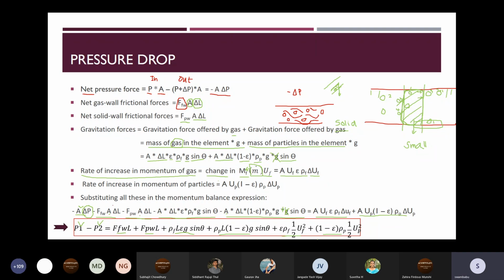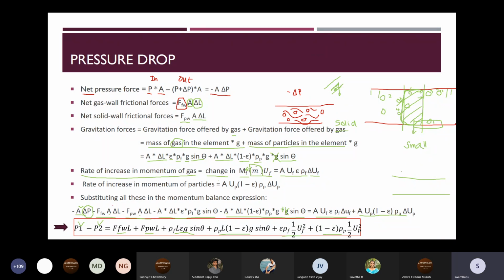Right? So not necessarily do we need to use all the terms. Let's say the pipe is horizontal, then we don't need to use the gravitational term, sin theta, because sin 0 is 0. So these terms can be neglected.